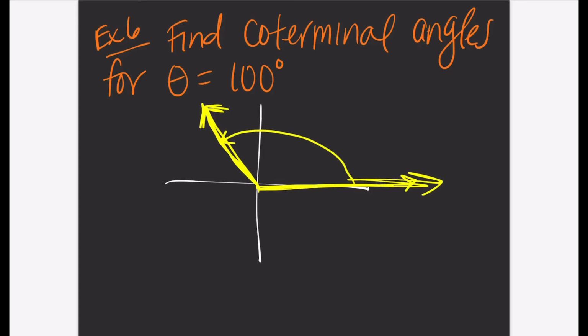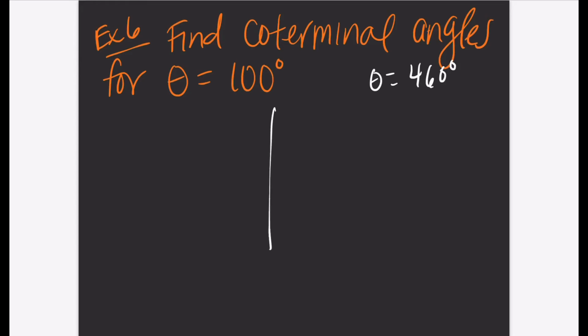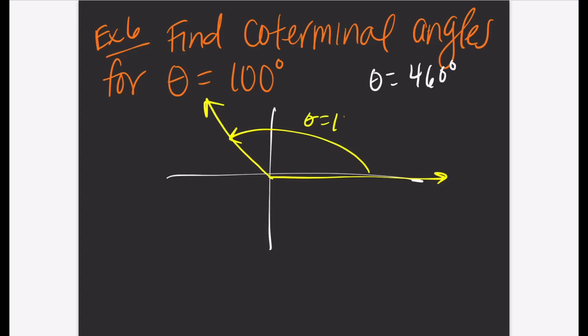So let's find a positive coterminal angle first. Remember, all you have to do is add a full revolution. From here to here is 360, add 100 more, you have the same initial and terminal side, making a coterminal angle to 100 to be 460 degrees. And again, I got that by doing 360 plus 100. Now let's say you want a negative coterminal angle. You start by graphing 100 degrees. Here's your initial side, terminal side, theta equals 100 degrees.